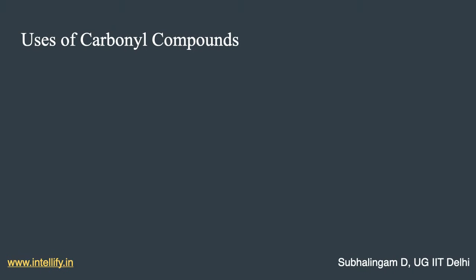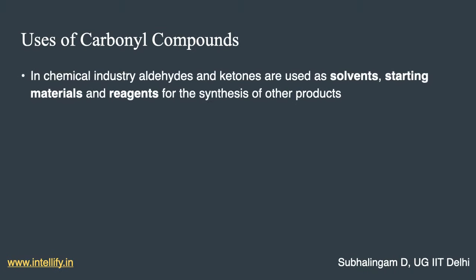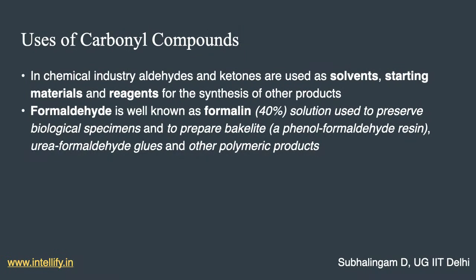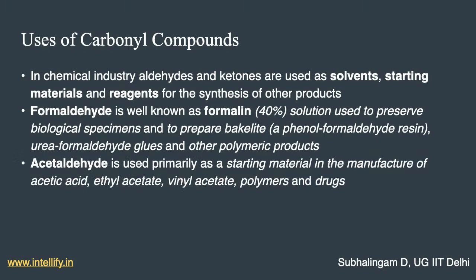Now we will see some uses of carbonyl compounds so that we have some purpose of preparing these. In chemical industry, aldehydes and ketones are used as solvents, starting materials and reagents for the synthesis of other products. Formaldehyde is well known as formalin, that is 40% solution, used to prepare biological specimens and to prepare bakelite, which is a phenol formaldehyde resin, urea formaldehyde glues and other polymeric products. Acetaldehyde is used primarily as a starting material in the manufacture of acetic acid, ethyl acetate, vinyl acetate, polymers and drugs.